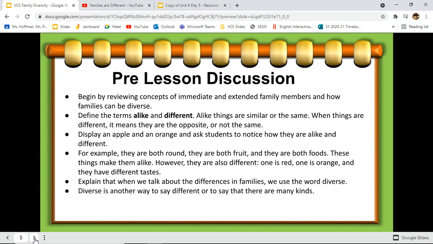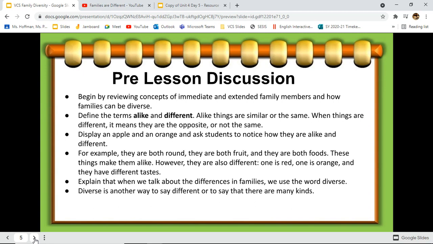Define the terms alike and different. Alike things are similar or the same. When things are different, it means they are the opposite or not the same. You can display an apple and an orange and ask the students to notice how they are alike and also how they're different. For example, they are both round, they are both fruit, and they are both foods. These things make them alike. However, they are also different. One is red, one is orange, and they taste different.